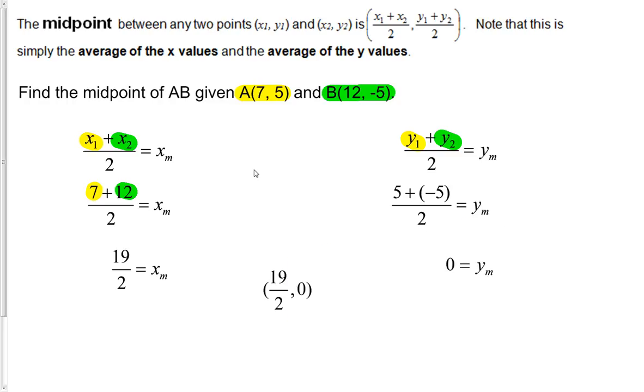Another way to think about this is: what number falls halfway between 7 and 12? It's going to be 9 and 1 half, which as an improper fraction is 19 halves. And which number falls halfway between 5 and negative 5? Well, we know that's 0, so your y-coordinate will be 0.